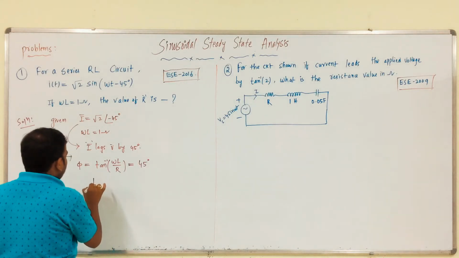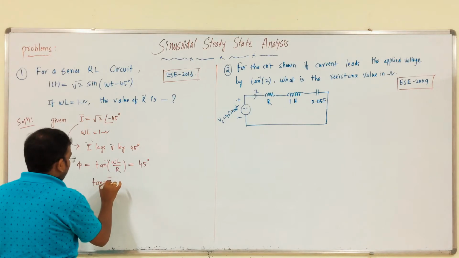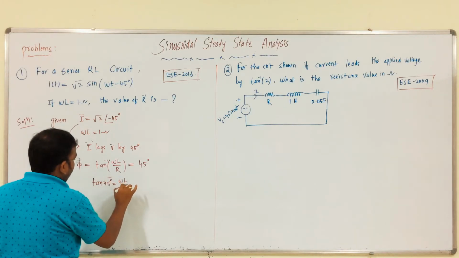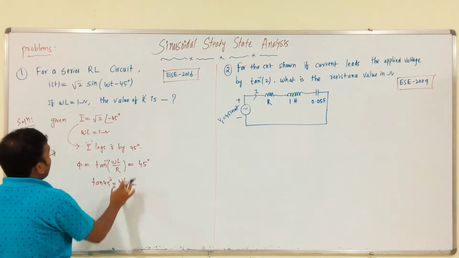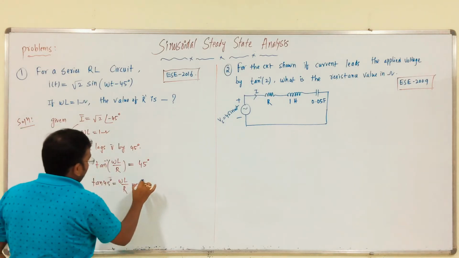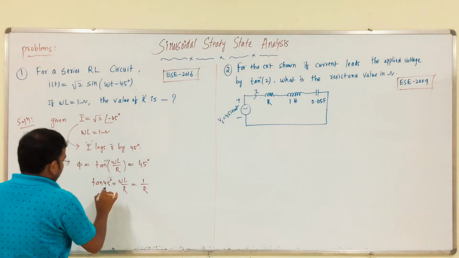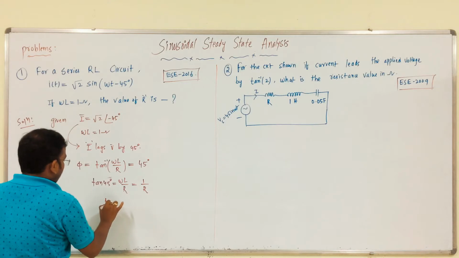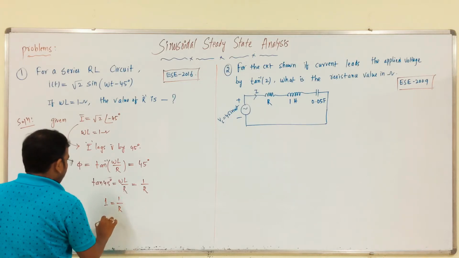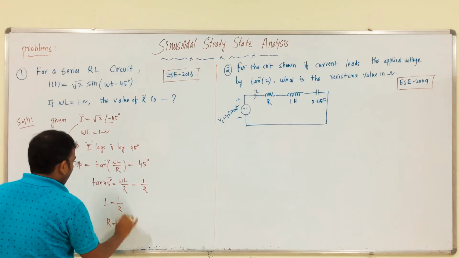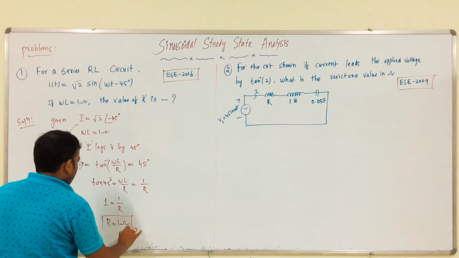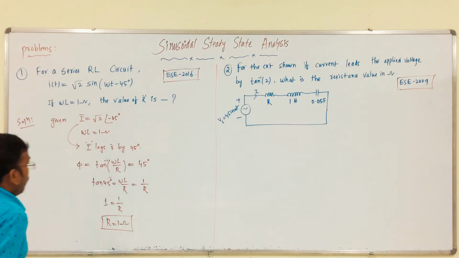From this, tan 45 is equal to omega L by R, which is nothing but 1 by R. Tan 45 is nothing but 1, which is equal to 1 by R. From this, R is equal to 1 ohm. That is, the answer is 1 ohm.